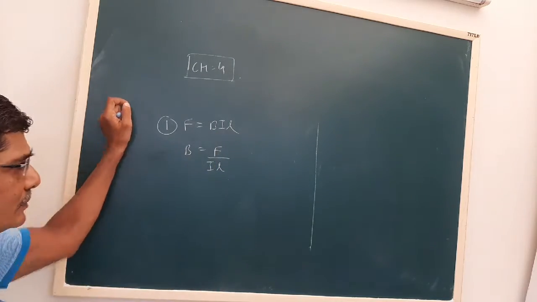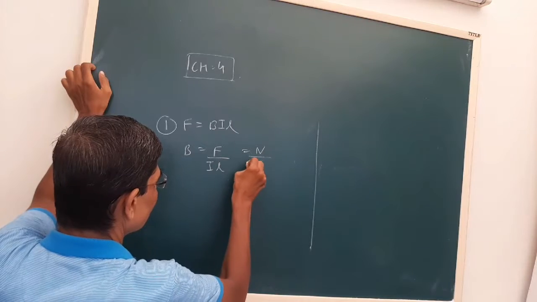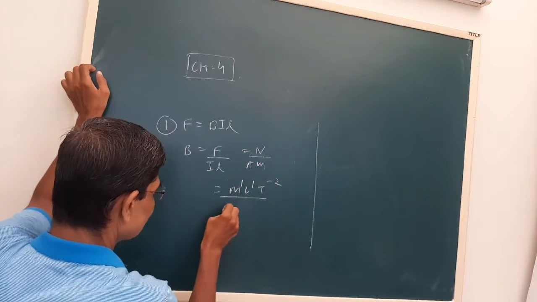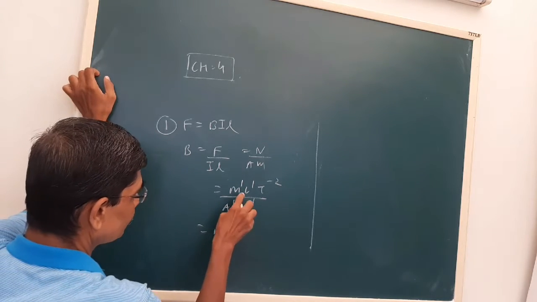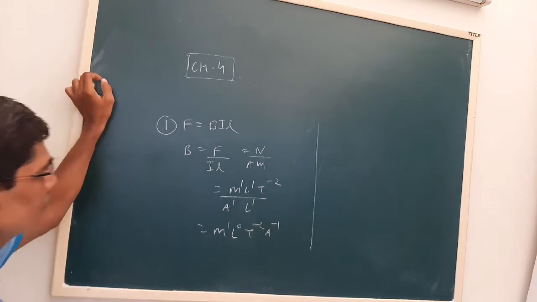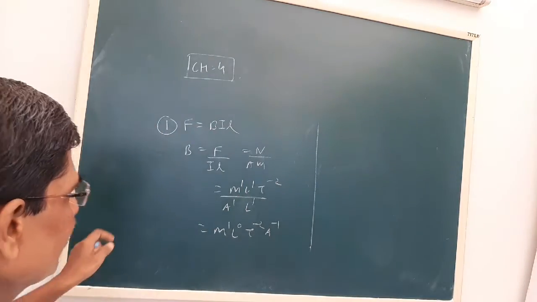Make B the subject of the equation. That will be F upon IL, that is Newton upon ampere meter. Now Newton dimension we are knowing. Ampere is E1, meter is L1. So that will make M1 L0 E minus 2 E minus 1. This is the first equation by which we can remember.